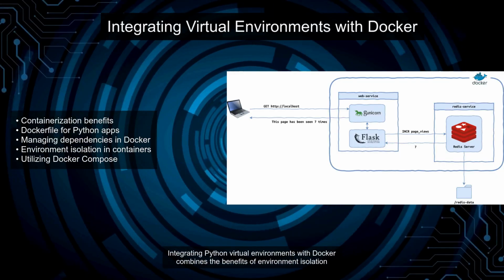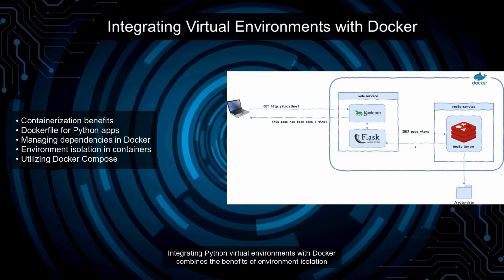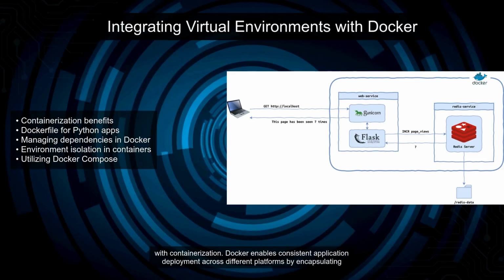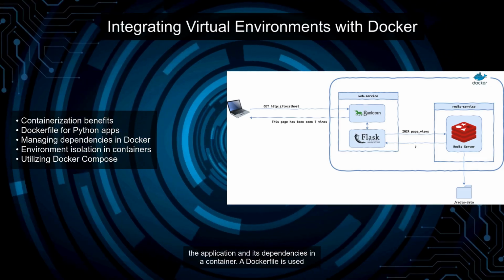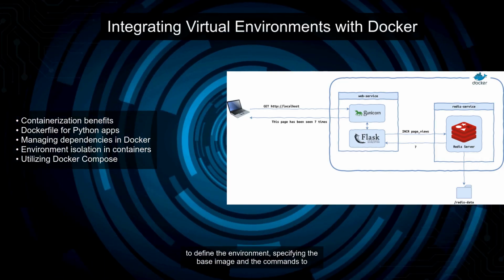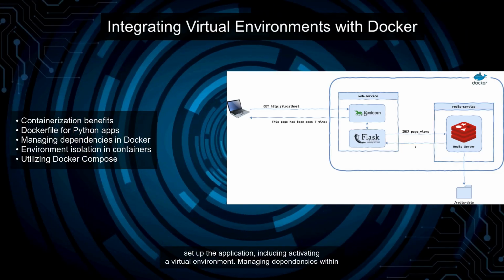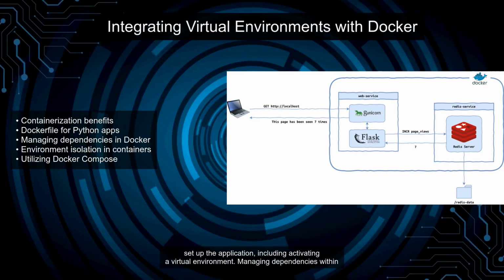Integrating Python virtual environments with Docker combines the benefits of environment isolation with containerization. Docker enables consistent application deployment across different platforms by encapsulating the application and its dependencies in a container. A Dockerfile is used to define the environment, specifying the base image and the commands to set up the application, including activating a virtual environment.